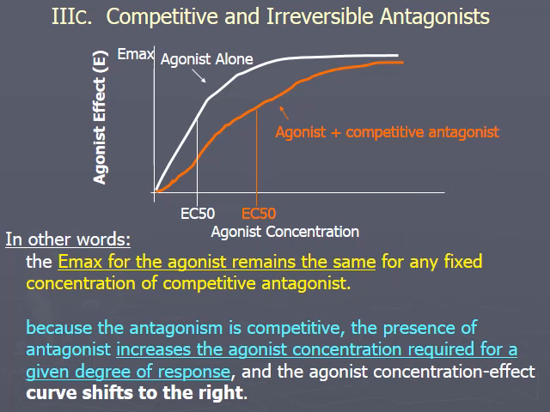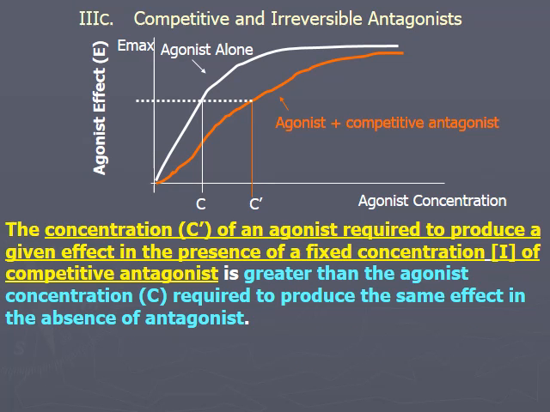So what does it look like when you have a competitive antagonist experimentally? The curve shifts to the right. The Emax doesn't change, but the EC50 shifts to the right. I need more agonist to get 50% effect in the presence of the antagonist than I did in its absence. And so this shift of the curve for competitive antagonists results in what we would call a concentration of agonist needed when there's competition going on, or C prime.